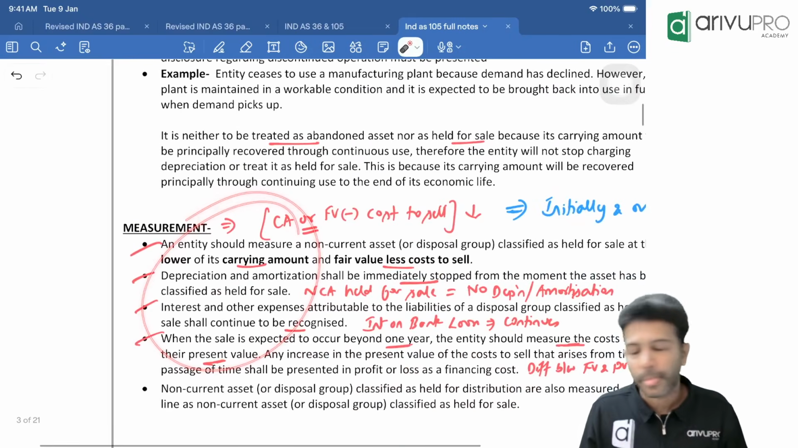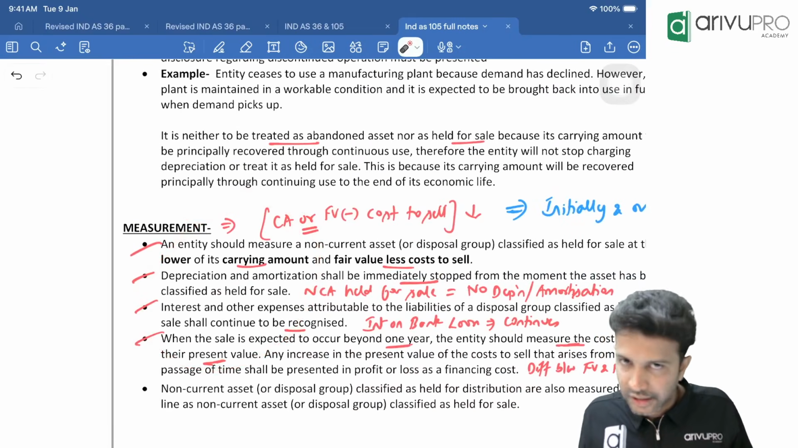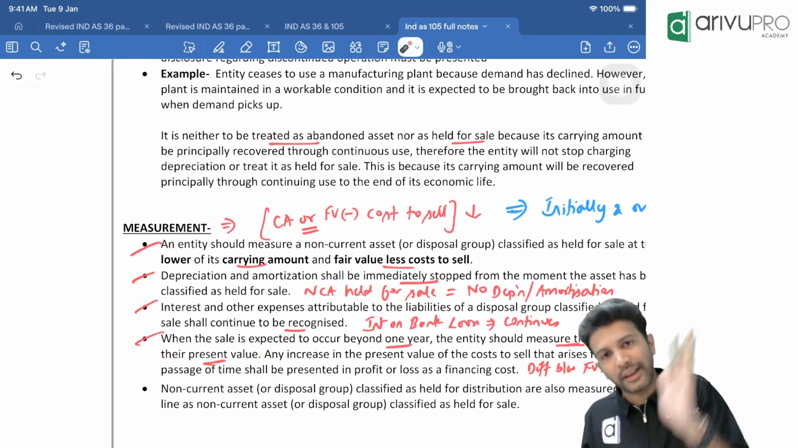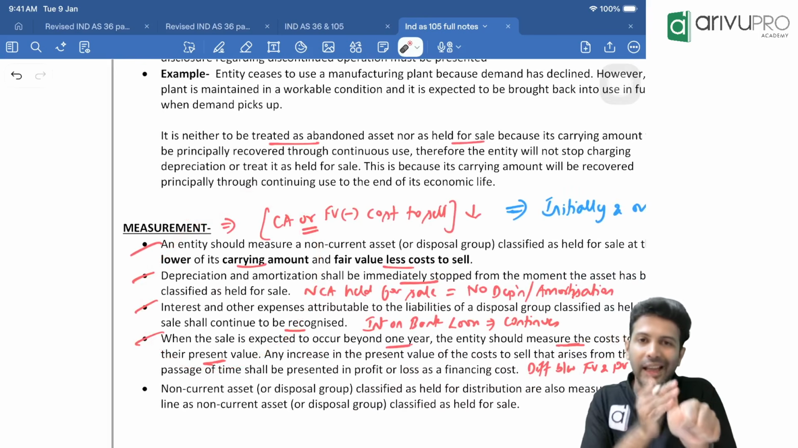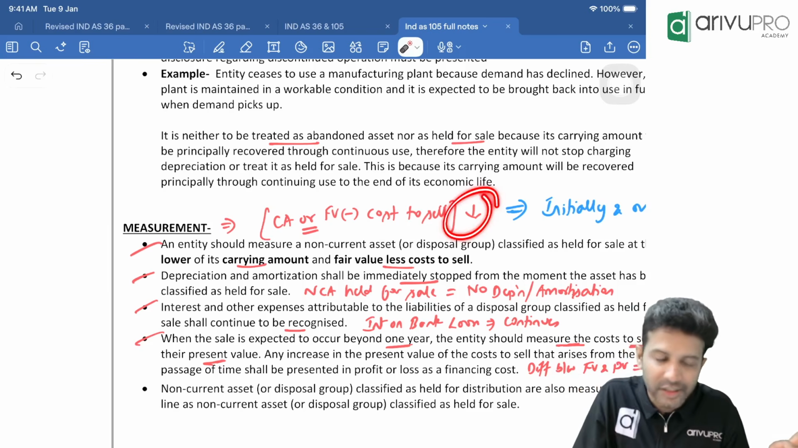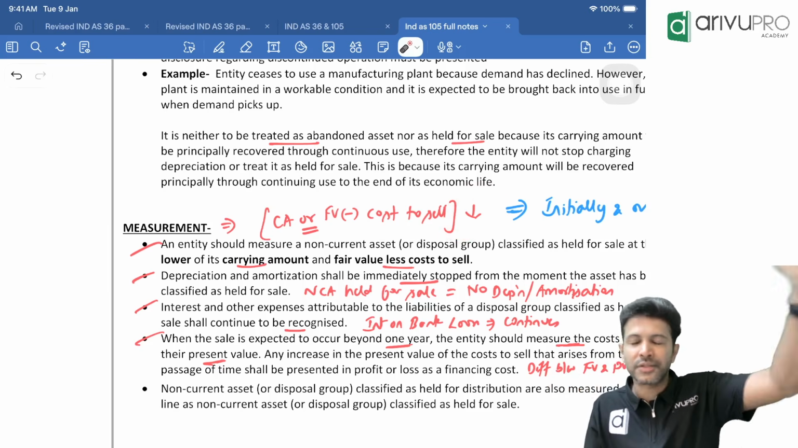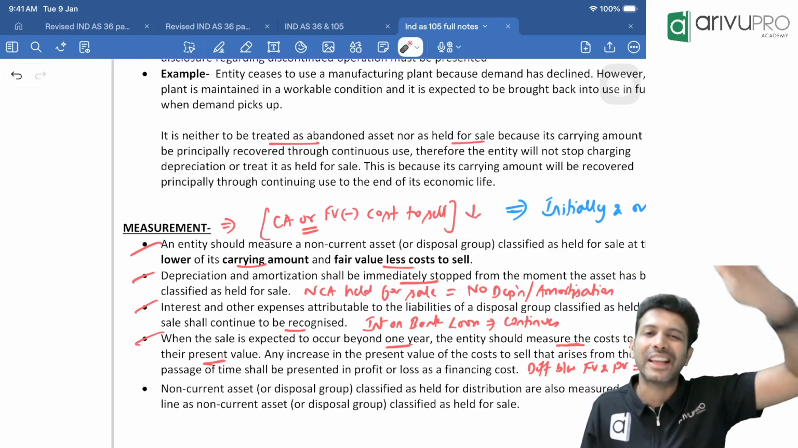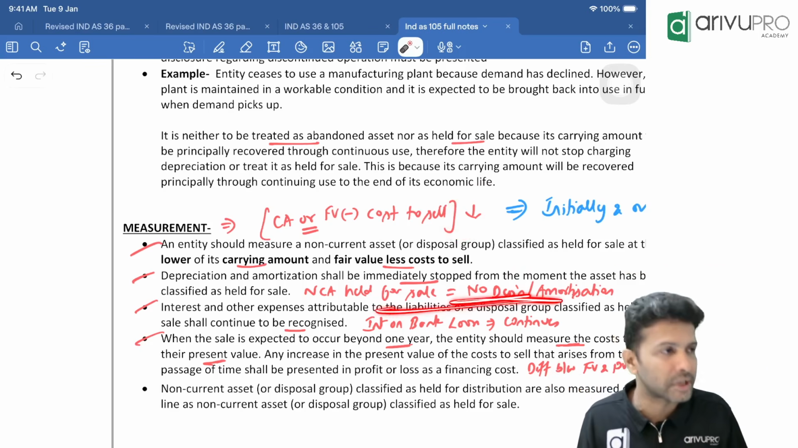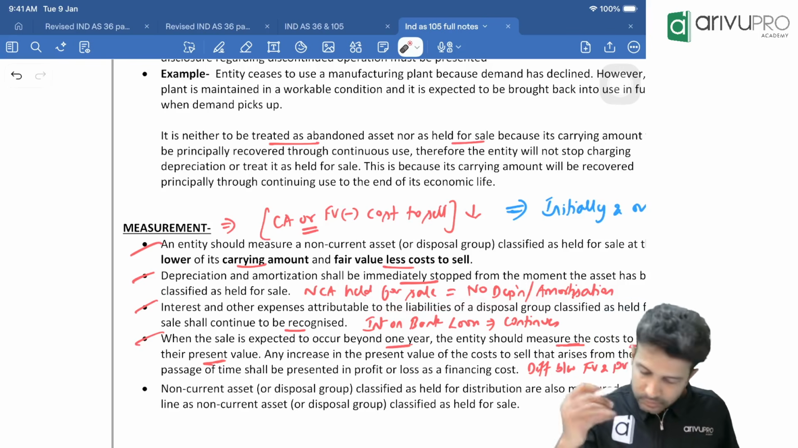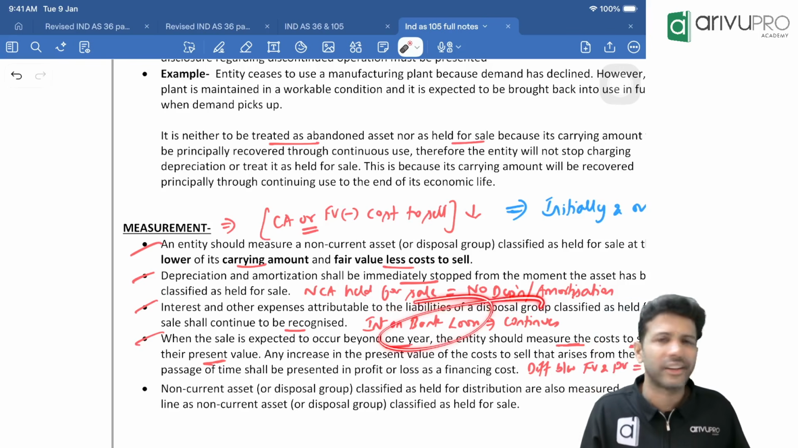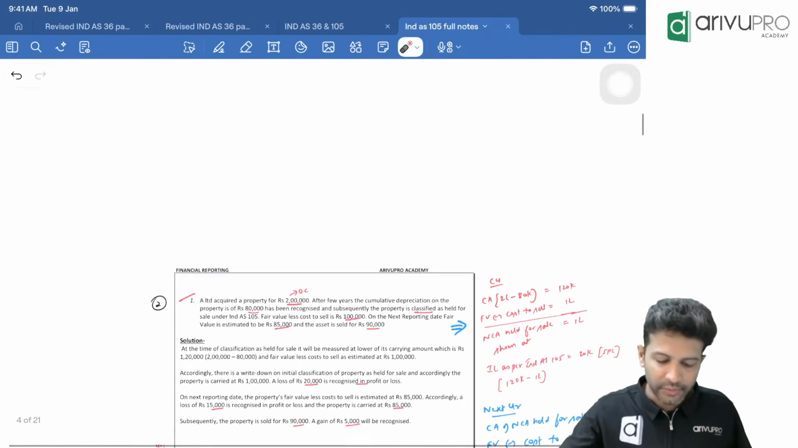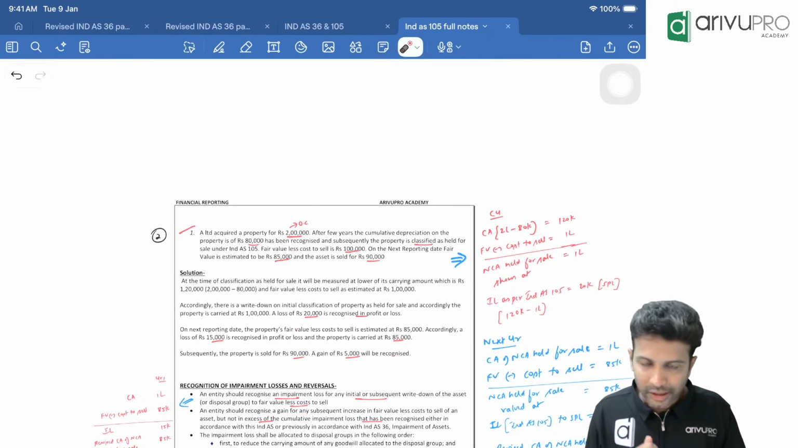Then the measurement. If you have any non-current assets held for sale, initially as well as at every reporting period, it will be measured at carrying amount or fair value less cost to sell, whichever is lower. And once you classify it as held for sale, such tangible and intangible assets are no more depreciated or no more amortized. Okay, but other expenses continue. Okay, that's all we have done so far. Now, can we get to the numerical questions?